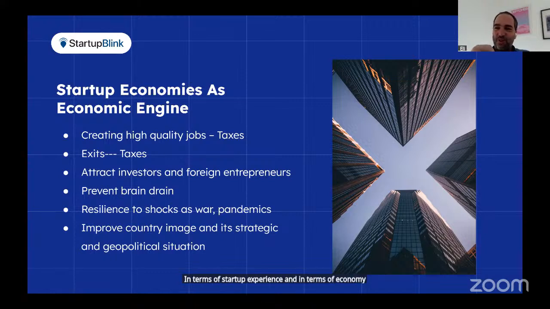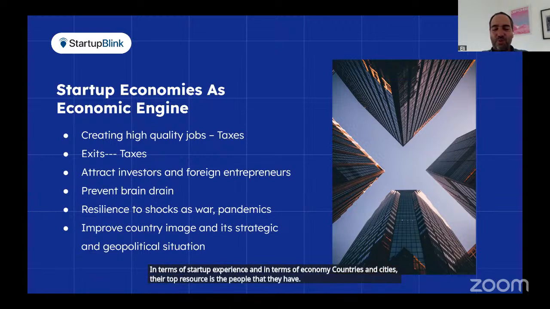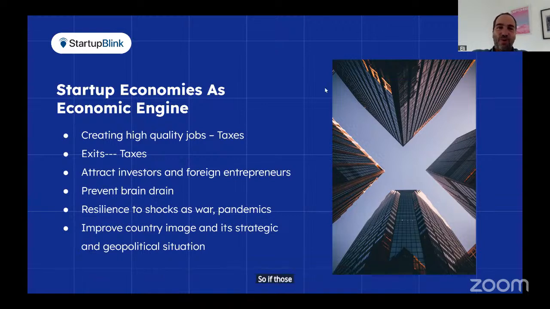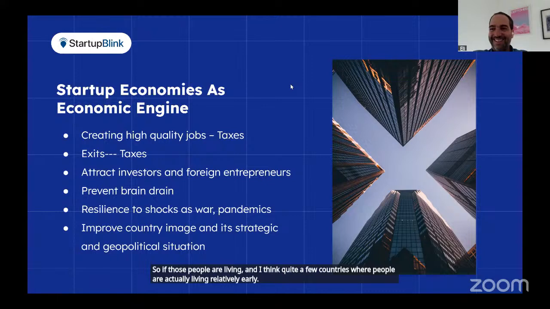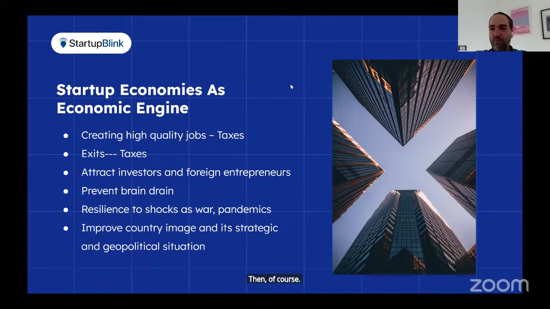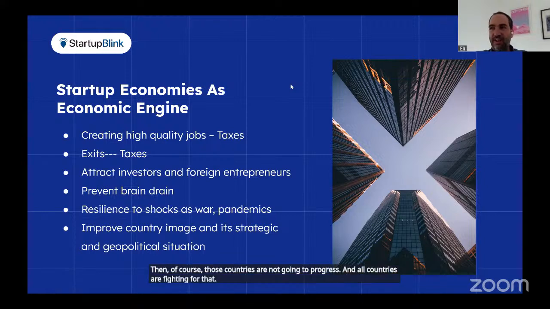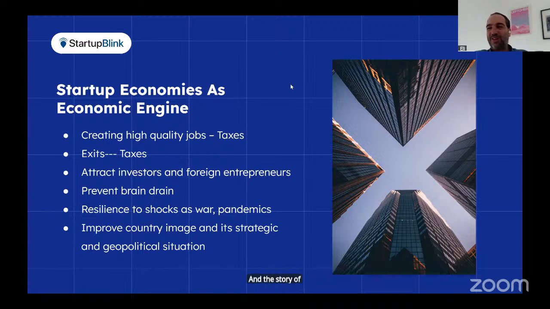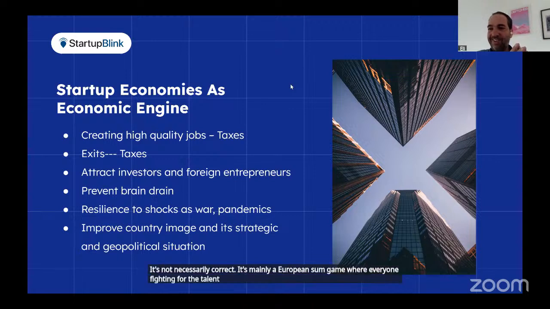Countries and cities, their top resource is the people that they have. So if those people are leaving, and I've seen quite a few countries where people are actually leaving relatively early, then of course those countries are not going to progress. So that's the idea. And all countries are fighting for talent. The story of countries working together, ecosystem cooperating, and so on, it's not necessarily correct. It's mainly a zero-sum game where everyone is fighting for the talent that can only choose one city and for the investors that can only choose startups in a specific location.